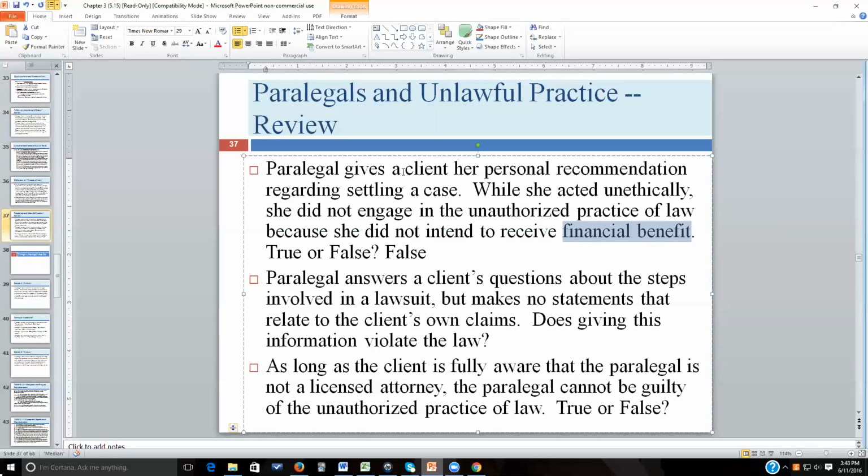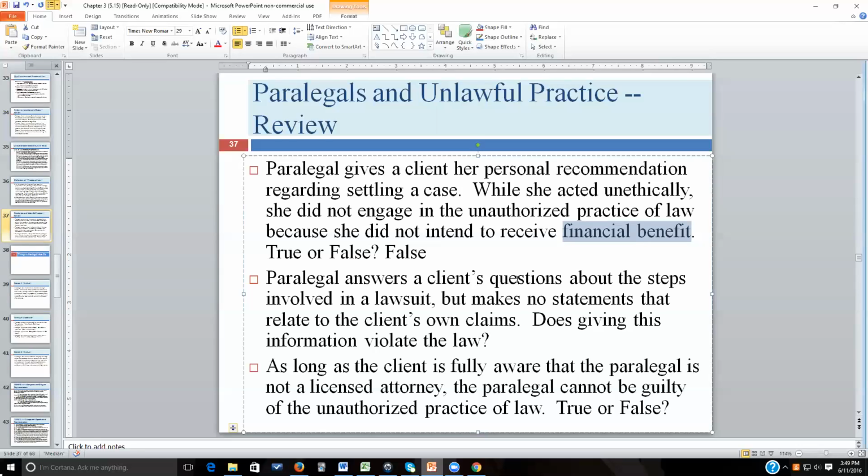Now, it is true the client is not directly paying the paralegal money. The paralegal is drawing a salary or being paid on an hourly basis. So there isn't a direct connection between the number of hours the paralegal works on the client's case and the amount of money the paralegal earns, but there's an indirect relationship. So there is a financial benefit, and therefore the paralegal acted unethically by giving her personal opinion to the client.